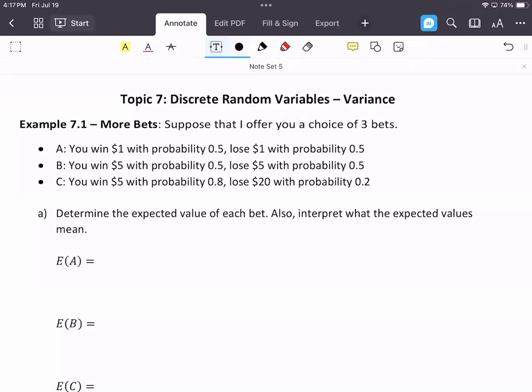Suppose that I offer you a choice of three bets. A, you win a buck or you lose a buck with the same probability. B, you either win $5 or lose $5 with, once again, equal probability, 0.5. And C, you win $5 with probability of 0.8, so that's looking pretty good, but you lose $20 with probability 0.2. So, interesting. It says determine the expected value of each bet and also interpret what the expected values mean.